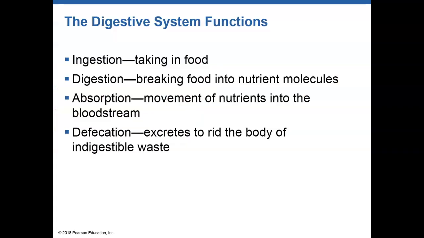So there are certain specific functions that the digestive system has. The first is taking in food, which is known as ingestion. Then we break the food down either through mechanical or through chemical digestion. We absorb the nutrients, and then we get rid of the waste products. And that absorption of nutrients is self-explanatory. Getting rid of the waste products is known as defecation.